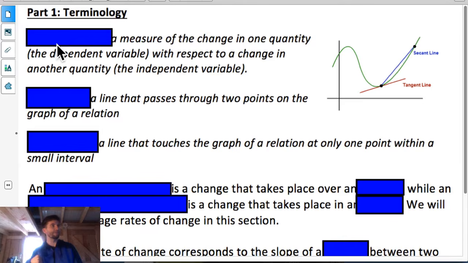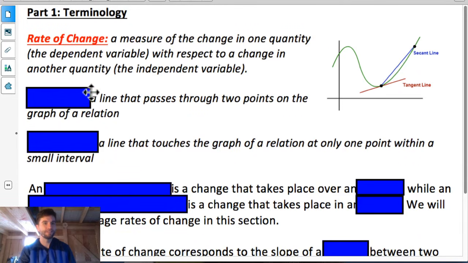And we'll start just by looking at some terminology you're going to need for the rest of the unit. So in this unit, we're going to be talking a lot about average rates of change and instantaneous rates of change. This lesson's all about average rates of change. So our first definition is, what is a rate of change? You learned back in grade 9 that a rate of change is the change in y, so the change in the dependent variable, with respect to the change in x, the independent variable. And we can calculate that rate of change using your slope formula. Rise over run, change in y over change in x.